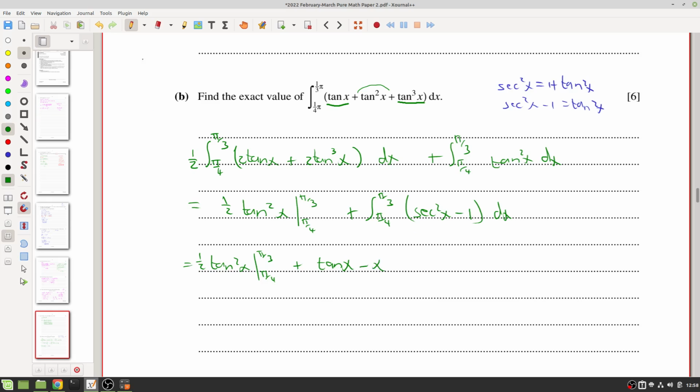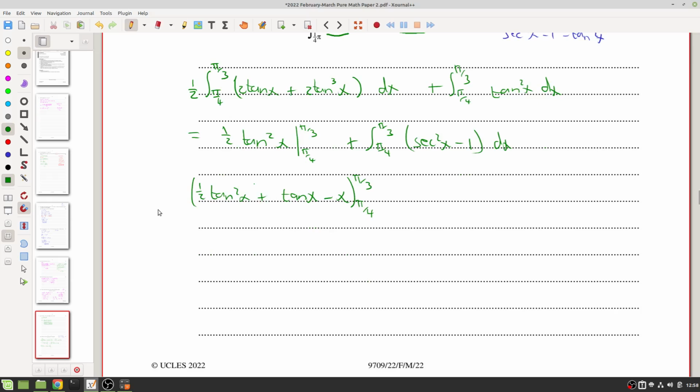Okay, so let me take this part away here and move these things a little bit closer together, like so. And now this whole part integrating, substituting in from pi over 4 to pi over 3, that's what's going to give us our answer. All right, so first we substitute in pi over 3. So equals half times tan of pi over 3 squared.